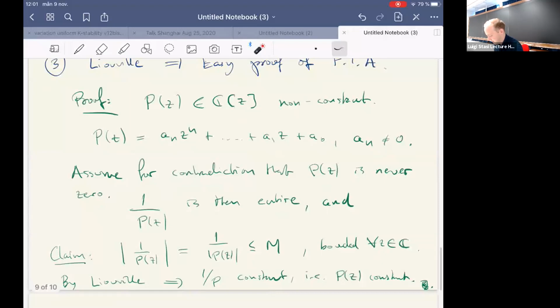Okay, so this was kind of intended as some panorama of some quick results that you can get.